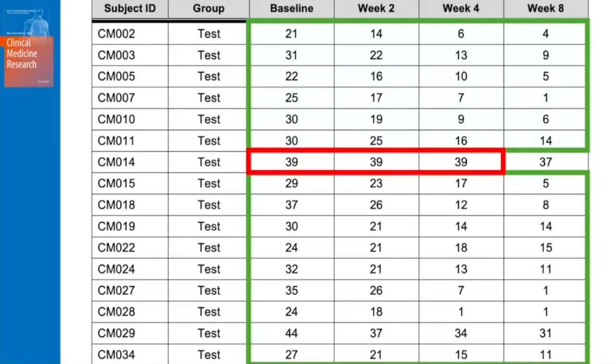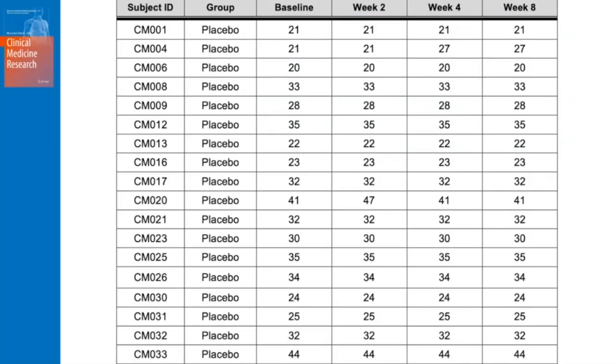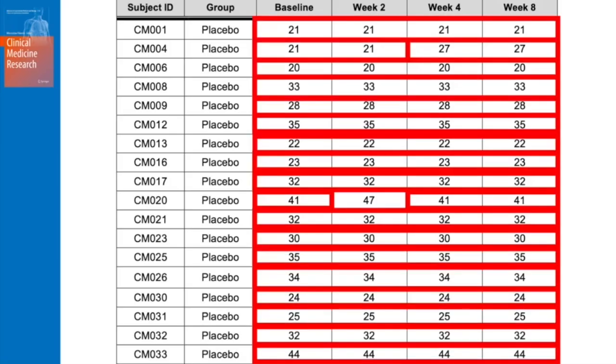Now I will give you a taste of what is in the placebo group. As you can see, in the placebo group this is not the same story. In red, we have patients with the same value at baseline, week 2, week 4, and week 8. Same value at baseline and week 2, a difference between week 4 and week 8. Here again, same value, same value.